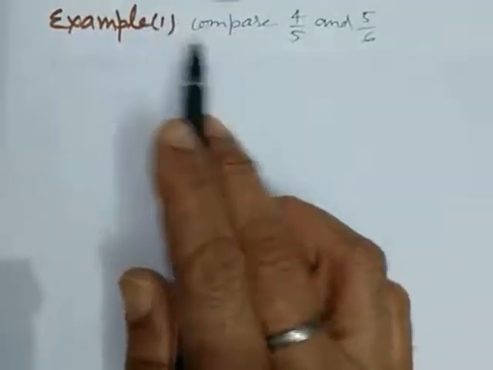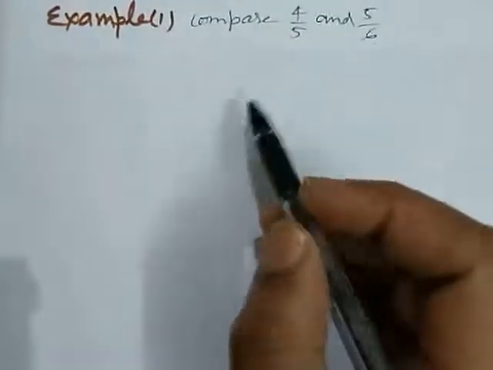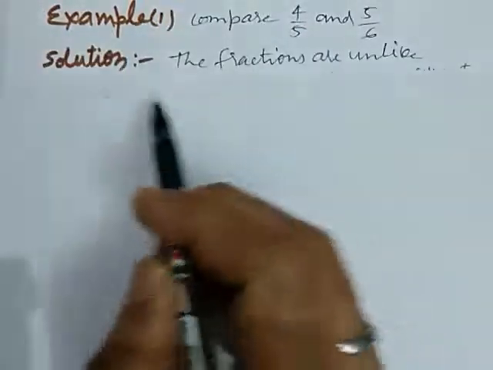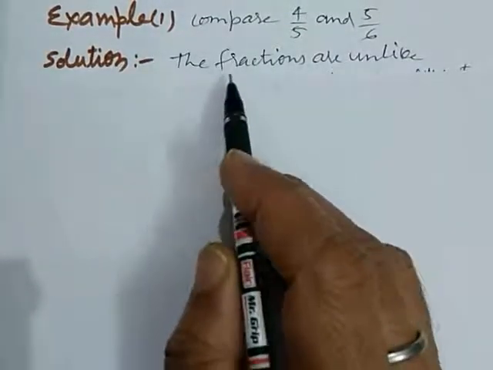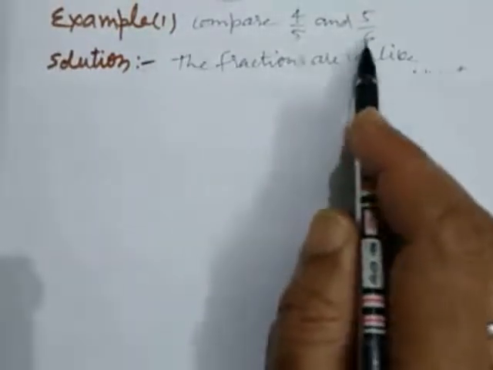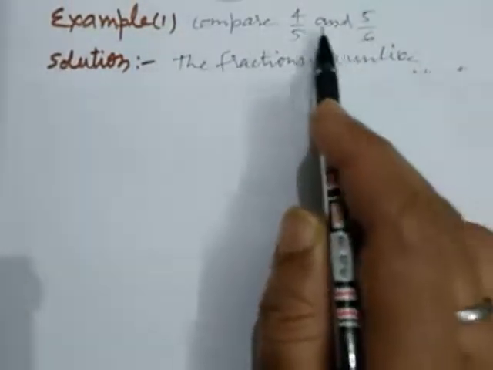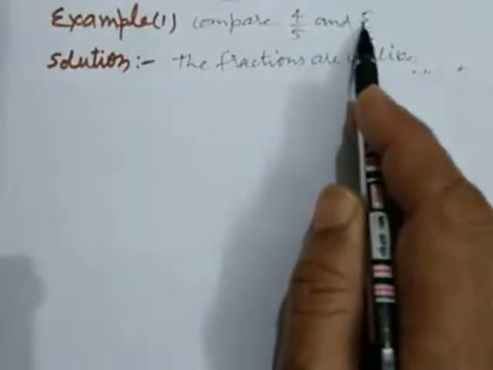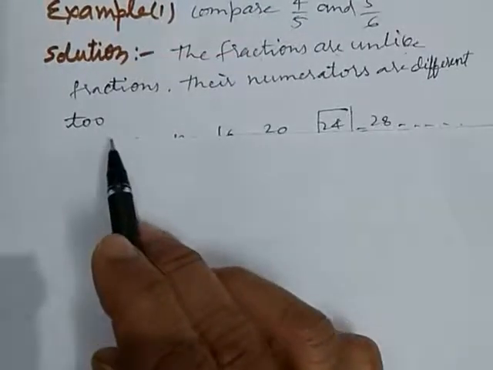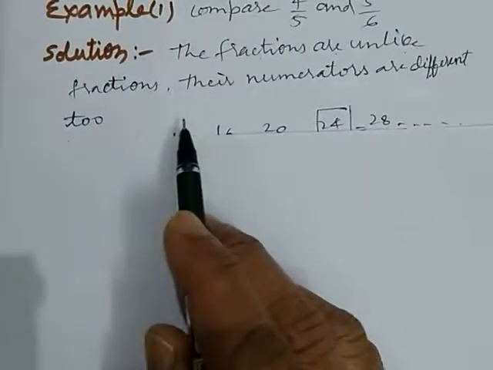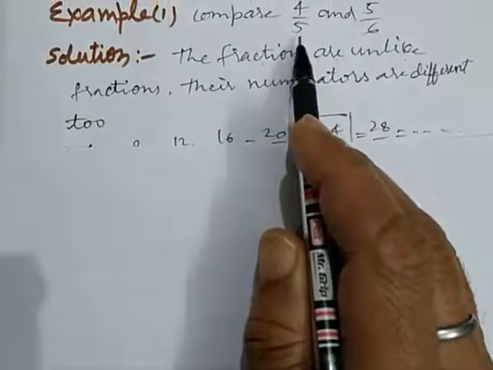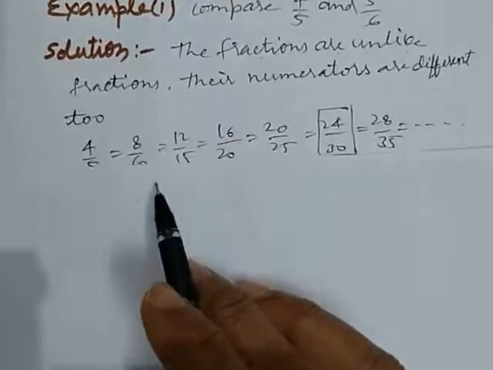Now we take an example. Compare 4 by 5 and 5 by 6. Solution. The fractions are unlike because their denominators are not the same and the numerators are also unequal. Their numerators are also different. So we have only one option: finding their equivalent fractions and comparing them.